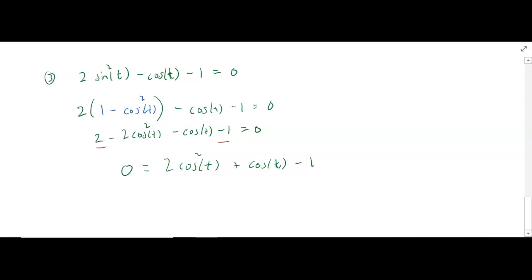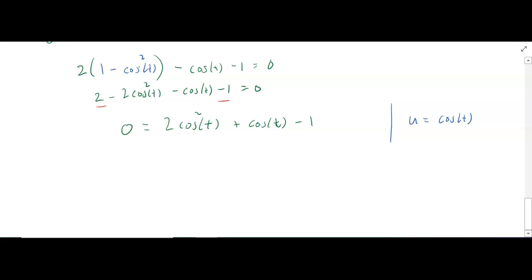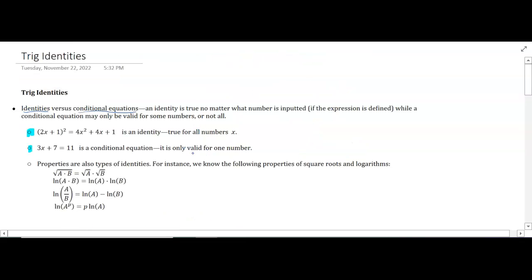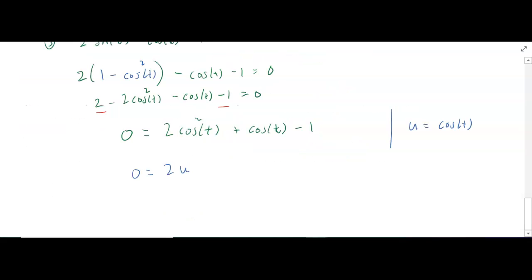So again, what we're thinking about here is this equation. If we let u equal cosine of t, then this equation would really say that we'd have 2u squared. Sorry about that. Apologize about that. Sometimes I hit something and it makes my screen scroll. So if we replace u equal cosine of t, then this equation would say 2u squared plus u minus 1 is equal to 0.